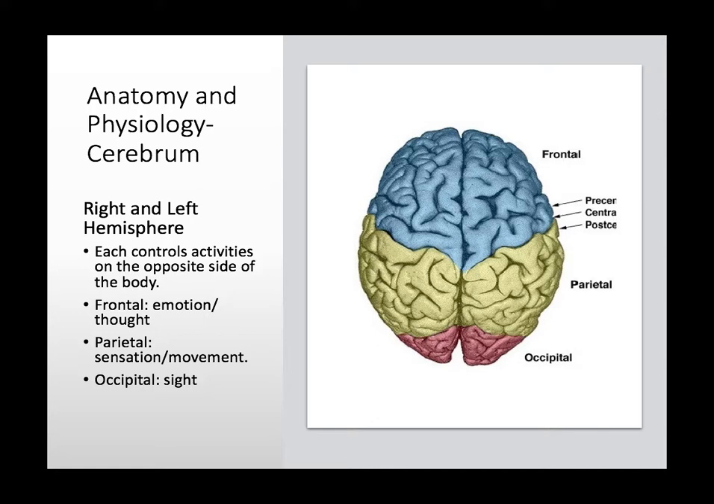In most people, speech is controlled on the left side of the brain near the middle of the cerebrum. The right hemisphere controls the left side of the body, and the left hemisphere controls the right side of the body. So each hemisphere controls activities on the opposite side of the body.